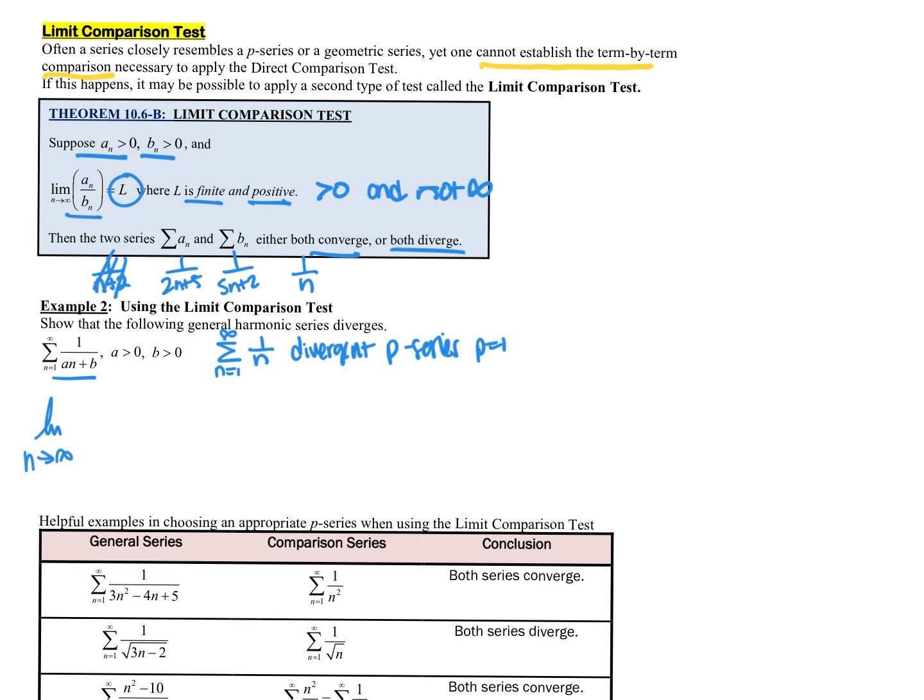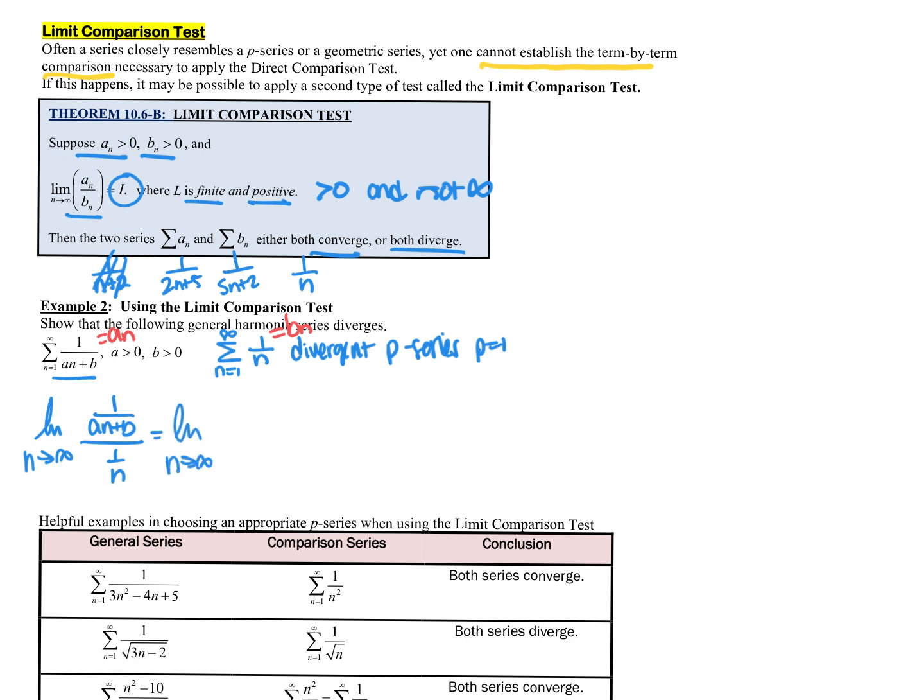And it doesn't really matter which one you put on top, A or B. I always put the more complicated one on the top, just to make things easier. So we'll call the more complicated one a_n, and we'll call this guy b_n. So we'll do the limit of a_n over b_n, and then we'll flip the fractions and multiply.